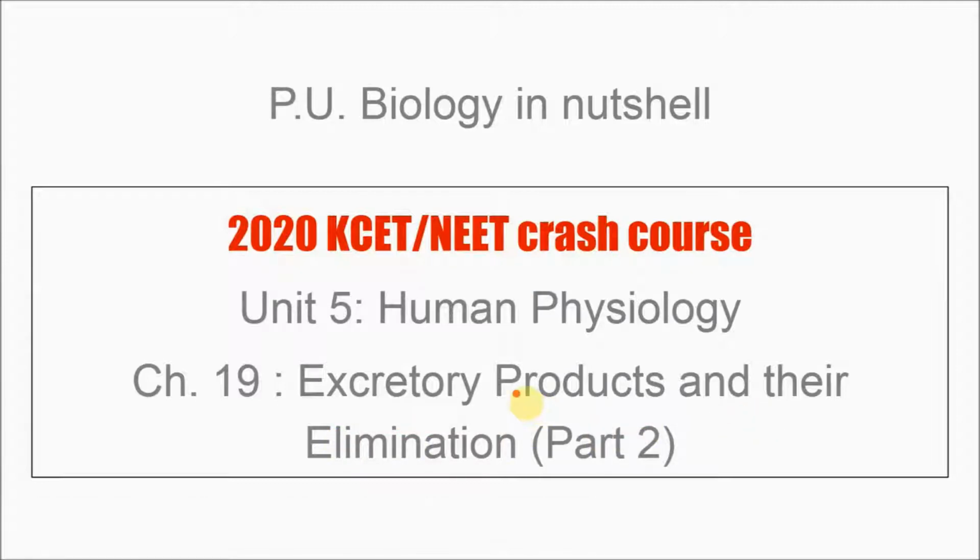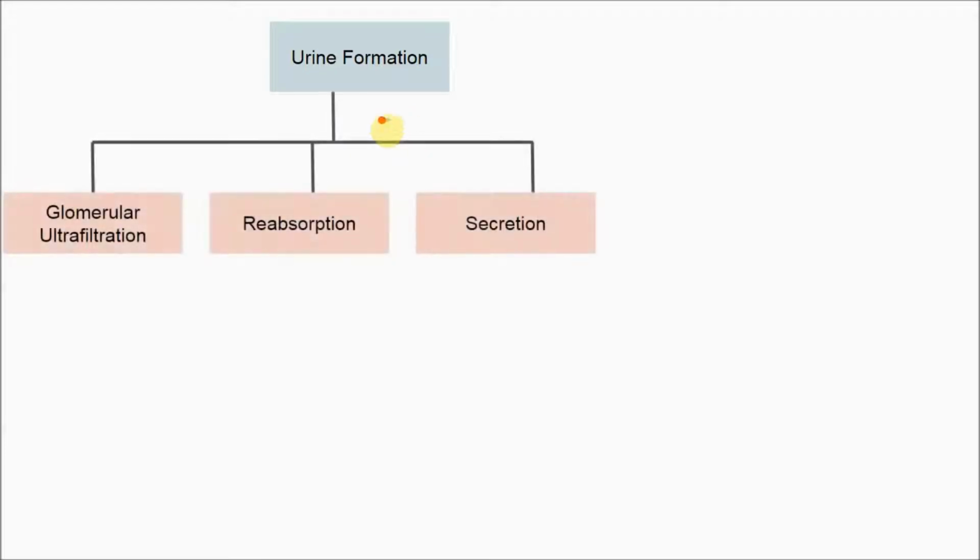So basically in this particular tutorial we will be concentrating on urine formation and urine concentration mechanism, and later part is as usual with the disorders of the excretory system and the regulation of kidney function. So let's get started. So urine formation. The urine formation process mainly includes three steps, that is glomerular ultrafiltration, next is reabsorption, and the next one is the secretion.